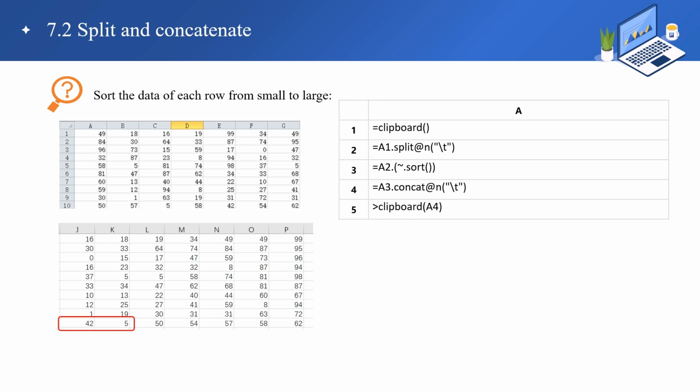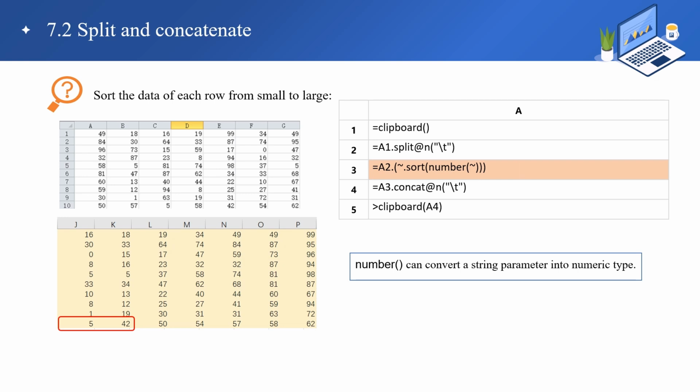It seems that there is something wrong. It ranks 42 in front of 5. Is the size wrong? In fact, it's not wrong, because the result that is split by the split function is still a string, and as a string, 42 is smaller than 5. So how can we compare by value? We need to change A3 to A2.(~.sort(number(~))). Corresponding to string, number can convert a string parameter into numeric type, and then it can be compared and sorted according to numerical rules. Look now, there's no problem.